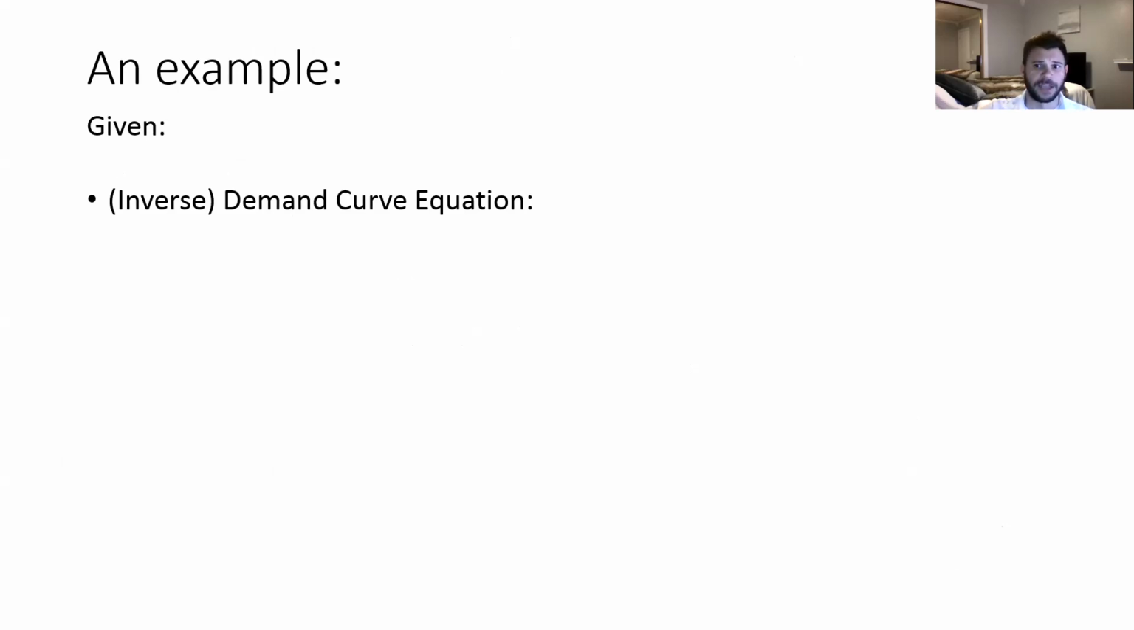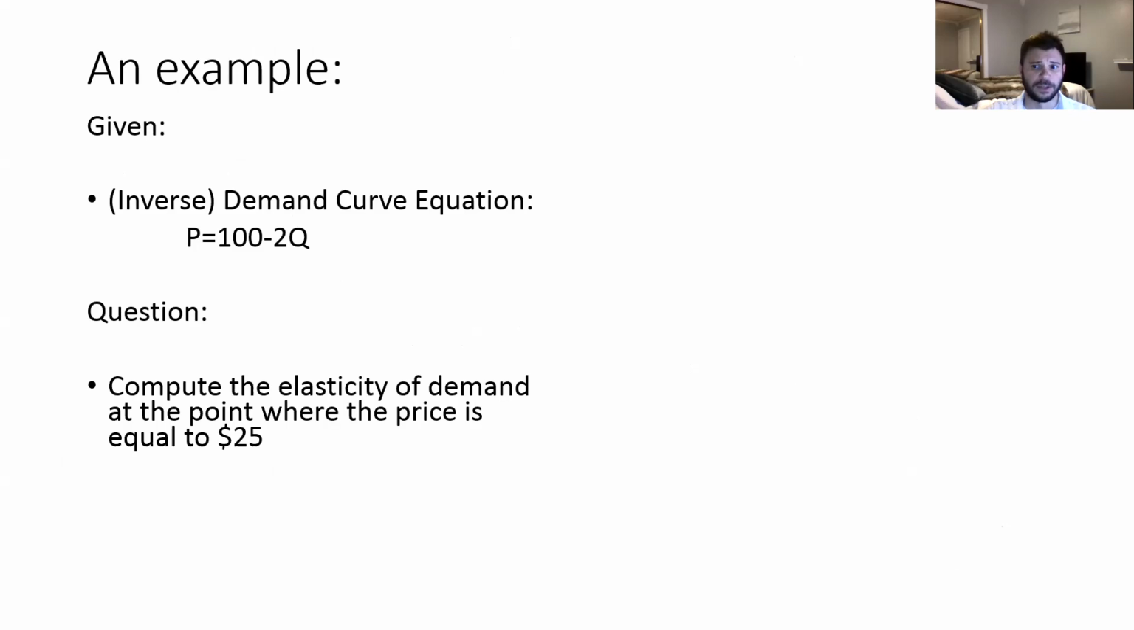But the inverse demand curve equation tends to be a little bit more convenient because P is on the vertical axis. So we actually have this written in Y equals B plus MX form, right? Where P is the Y variable, Q is the X variable. And the question we want to be able to answer here is we want to be able to compute the elasticity of demand at the point where the price is equal to $25. Okay, we're going to basically take a three-step approach here.